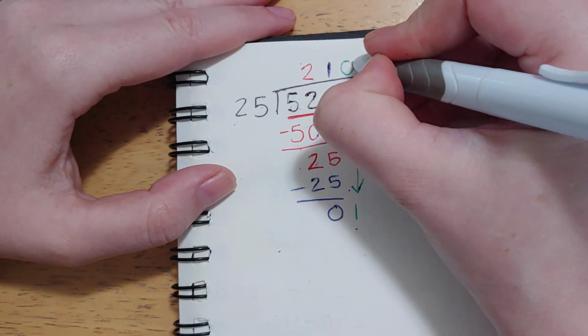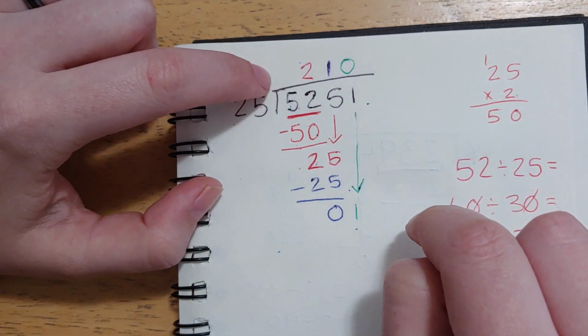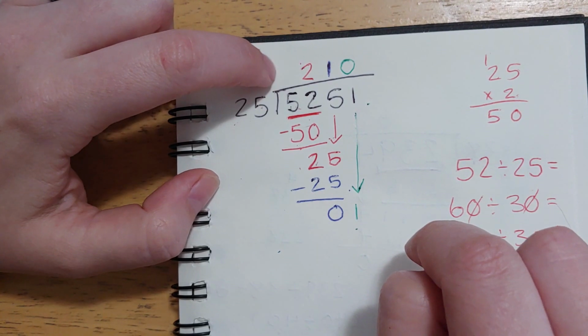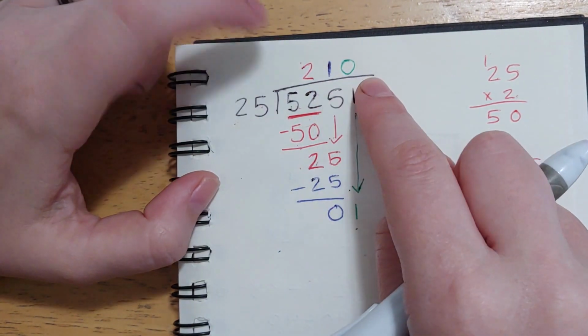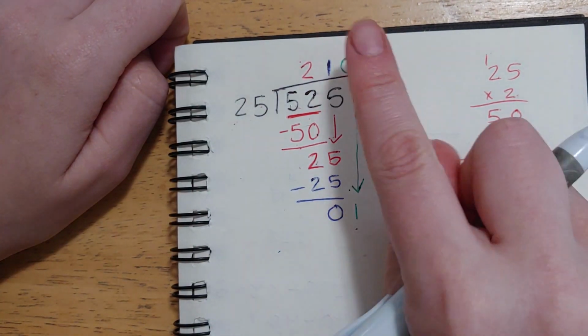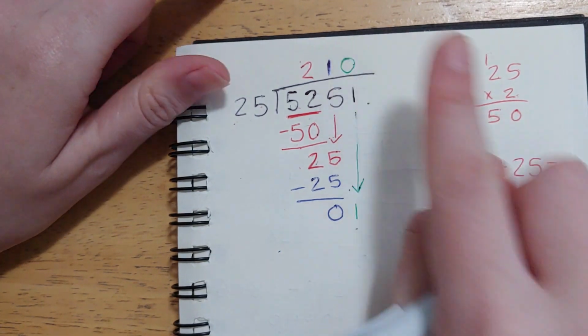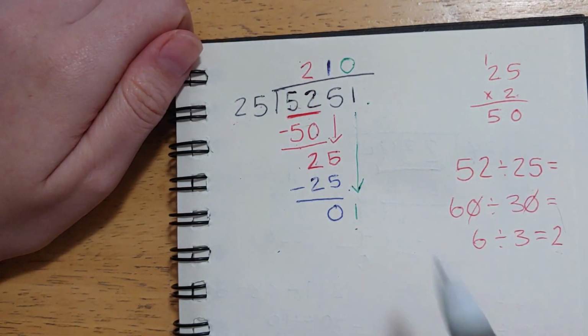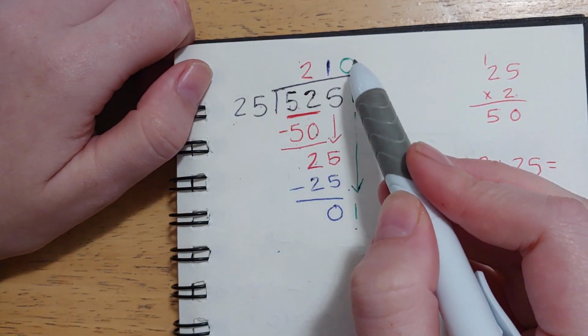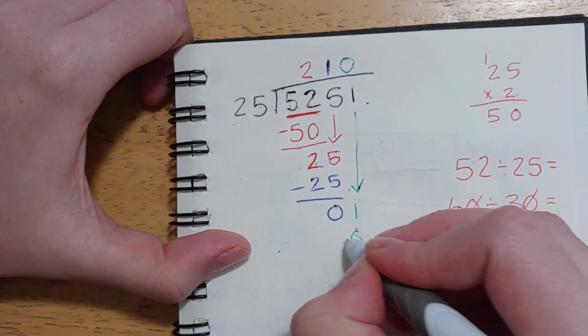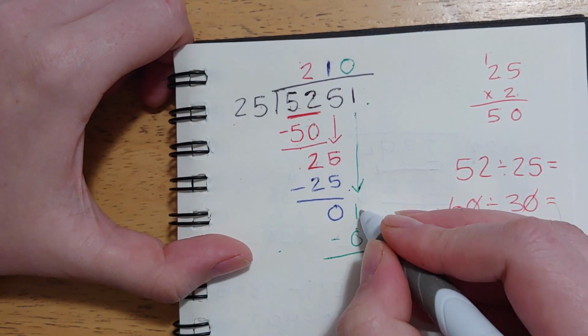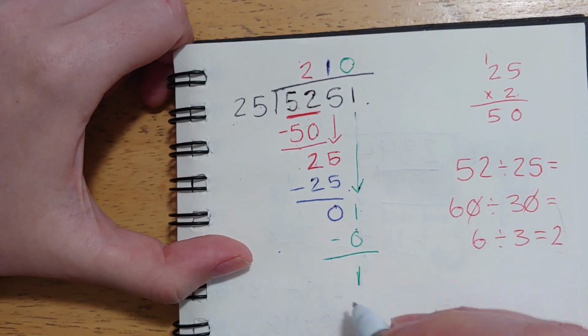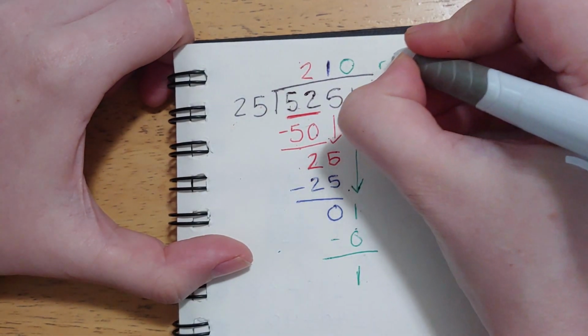Therefore, we need to put a 0 here. Remember, if it's at the very beginning, you don't have to put the 0. But anytime it's in the middle or the end, you need to include that. Otherwise, it'll look like my answer is 21 instead of 210. All right, 25 times 0 is 0, so we used up none because we couldn't share. 1 minus 0 is 1, therefore our remainder is 1.